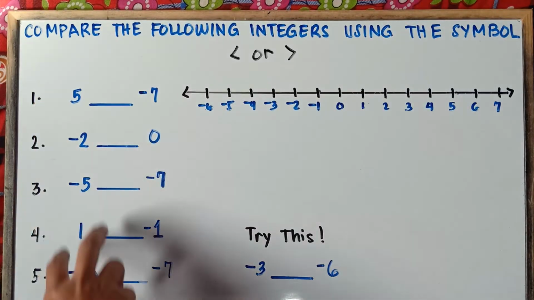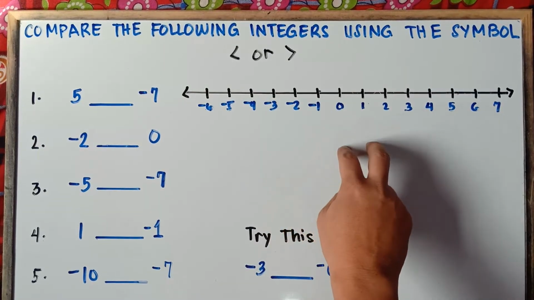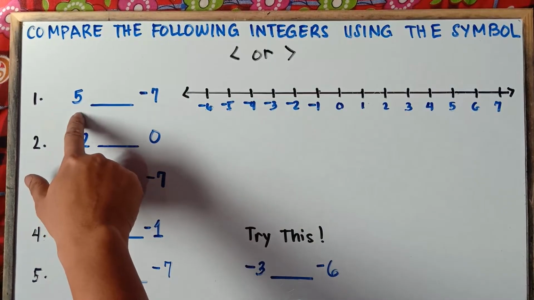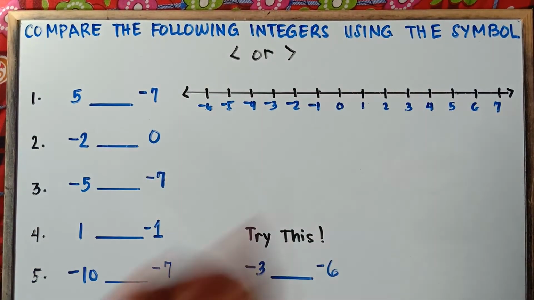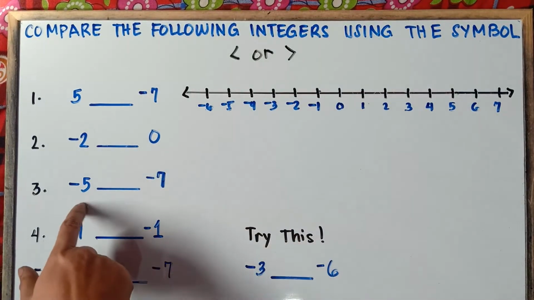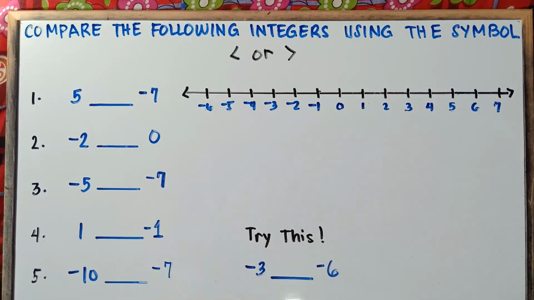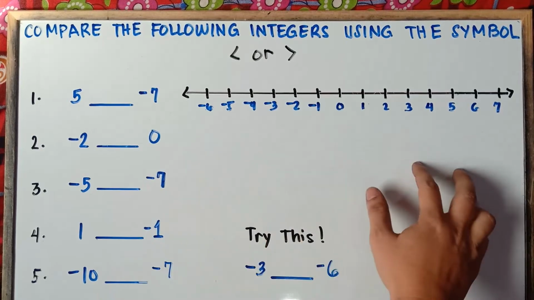Now before we answer the following examples, class, we need to understand more with regards to the number line. Of course, class, for number 1, we know that 5 is greater than negative 7, because a positive number is always greater than a negative number. But what if you have an example like this? You have negative 5 and then negative 7. Which number is greater? To answer that one, class, we need to understand more with regards to the number line.